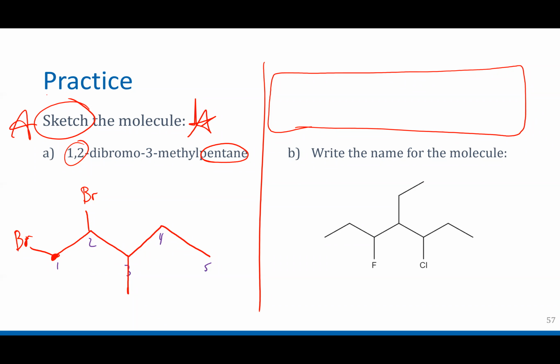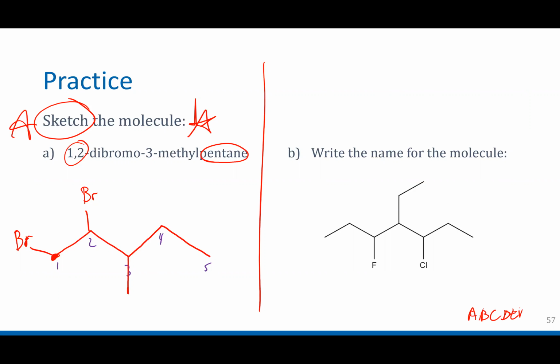All right, write the name for this molecule. I'm going to erase this box so I have lots of room. This is a good one. Okay, first things first, when I see chlorine and fluorine, I want to think about alphabetical order. So A, B, C, D, E, F. Obviously, C comes first. So I'm going to try to number this so chlorine comes first and pick my longest chain. So 1, 2, 3, 4, 5, 6, 7.